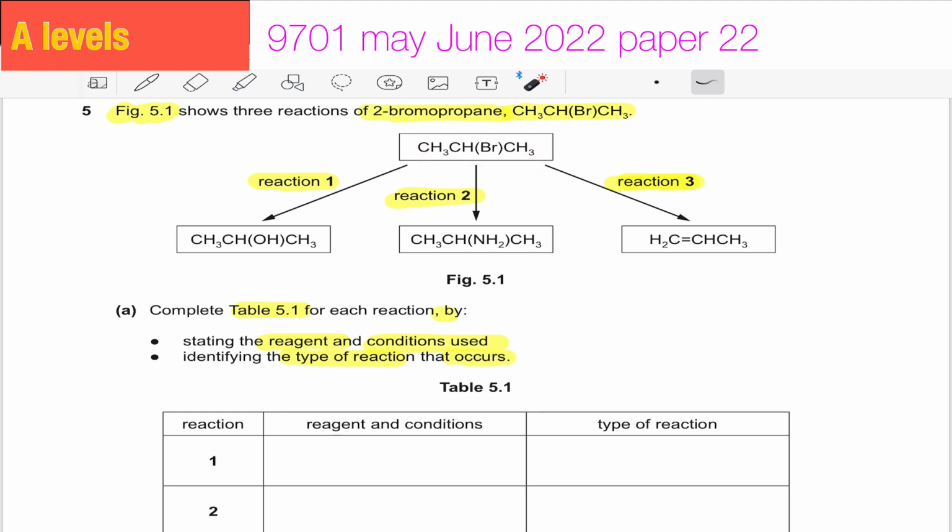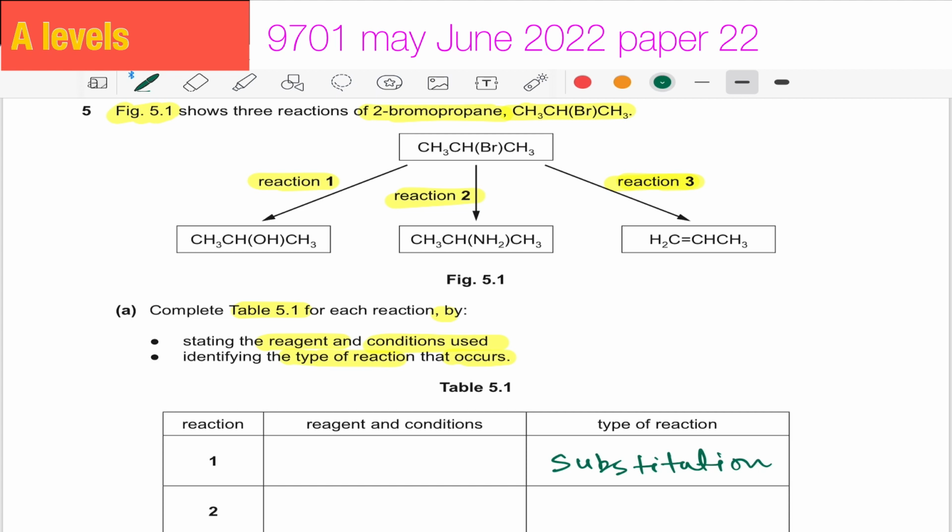So first of all, in reaction 1, we can see that 2-bromopropane is being converted into propan-2-ol, right? This is carbon number 1, carbon number 2, and carbon number 3, and carbon number 2 has an OH group. So instead of Br, now we have an OH group. So that means the type of reaction is substitution. It is a substitution reaction in which Br is being replaced by the OH group.